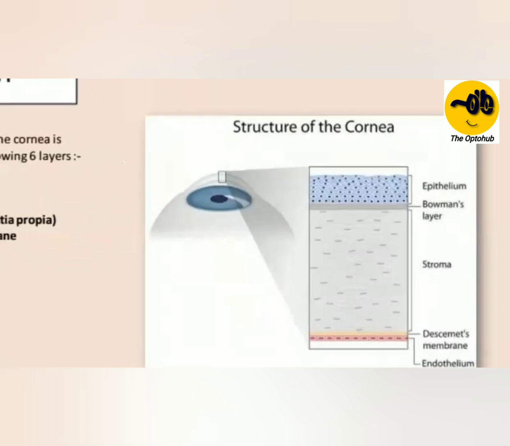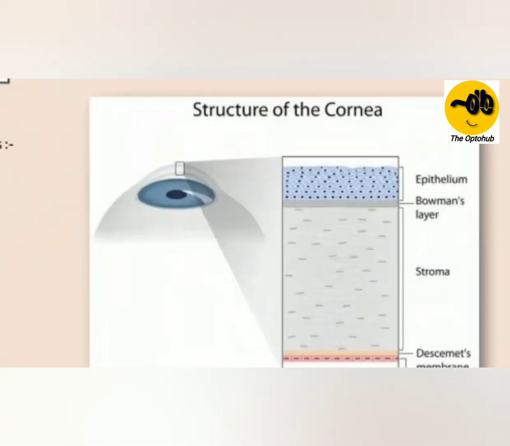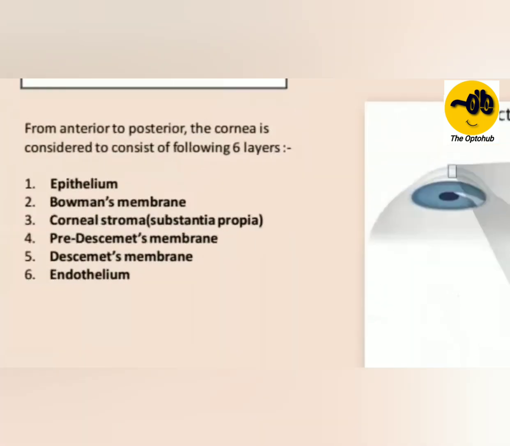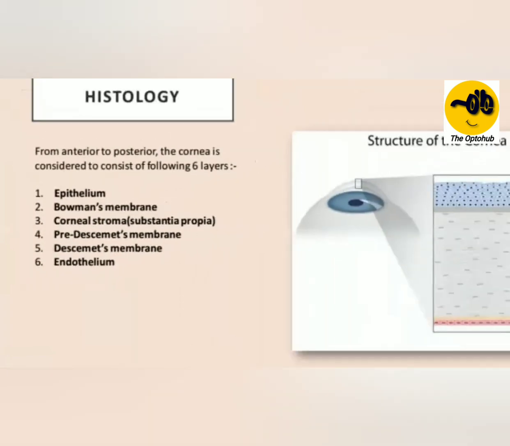You can see in the picture that the outermost layer is the epithelium, then comes the Bowman's layer, then the stroma of the cornea, that is also known as the substantia propria. Then comes the pre-Descemet's membrane. Here it is not mentioned in the diagram since it was recently discovered in 2013. After that comes the Descemet's membrane and the innermost layer, which is the endothelium. We'll read about these layers one by one.